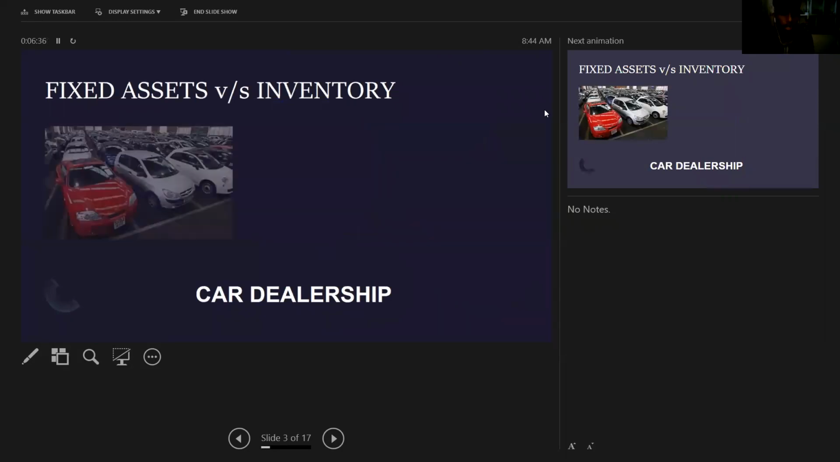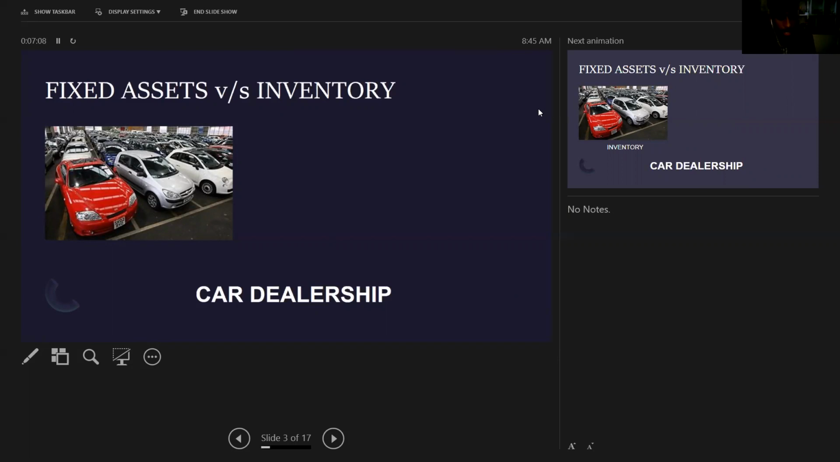Now, the word fixed asset doesn't mean that they are physically not moving. It means that they are part of long term business assets. That's why they fall into non-current assets, a part of our balance sheet. Whether the item is a fixed asset or not depends upon how it is used in the business.